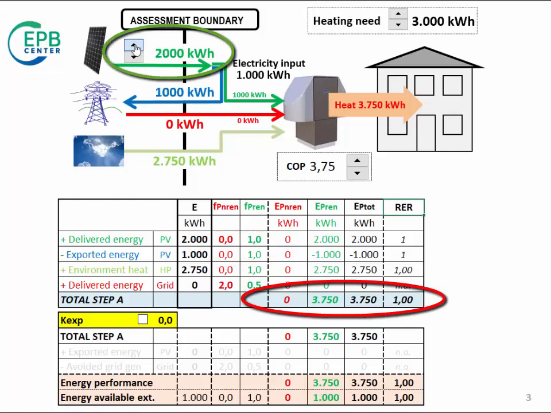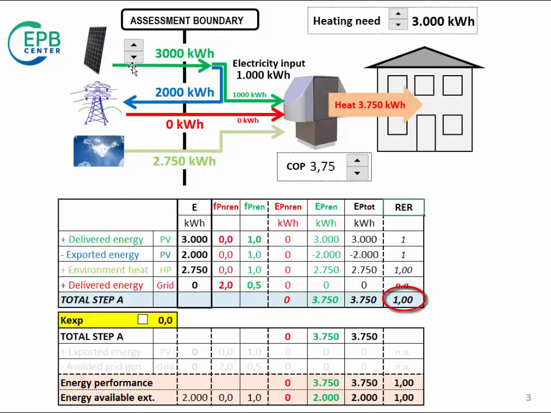Even if the exported energy increases a lot, there is no change in the energy performance and the renewable energy ratio stays constant as well. Since the exported energy has no effect on the energy performance of the building, we state this by saying that the exported energy is not part of the energy performance. It is reported indeed as energy available externally, since it has not been used in the building.